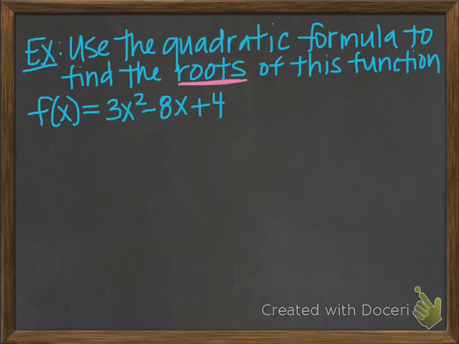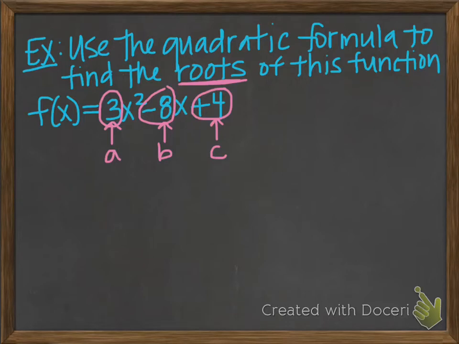So the very first thing we want to do is identify our a, our b, and our c. The a is the number in front of x squared. The b is the number in front of x. If there's a minus or a negative in front, that is also part of the value of that letter. So there's b. And then the constant at the end, that's going to be your c. Make sure you get the signs correct.